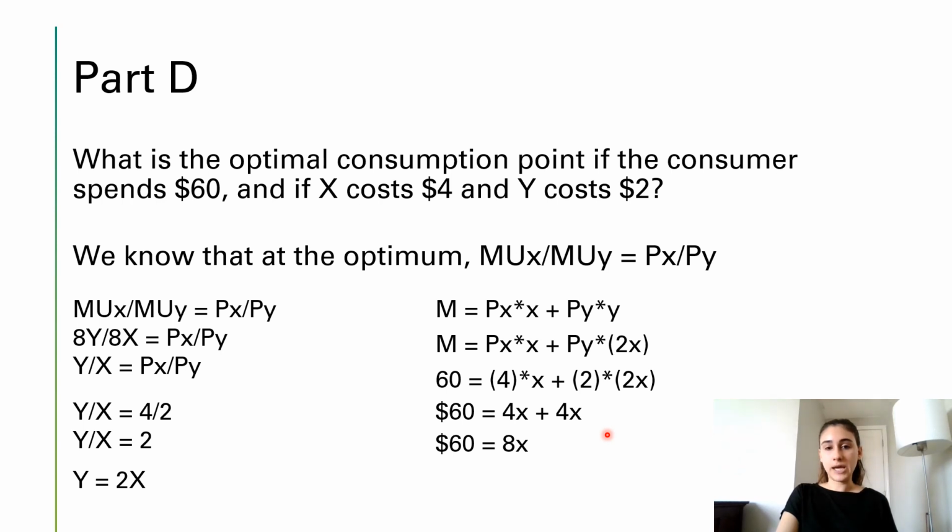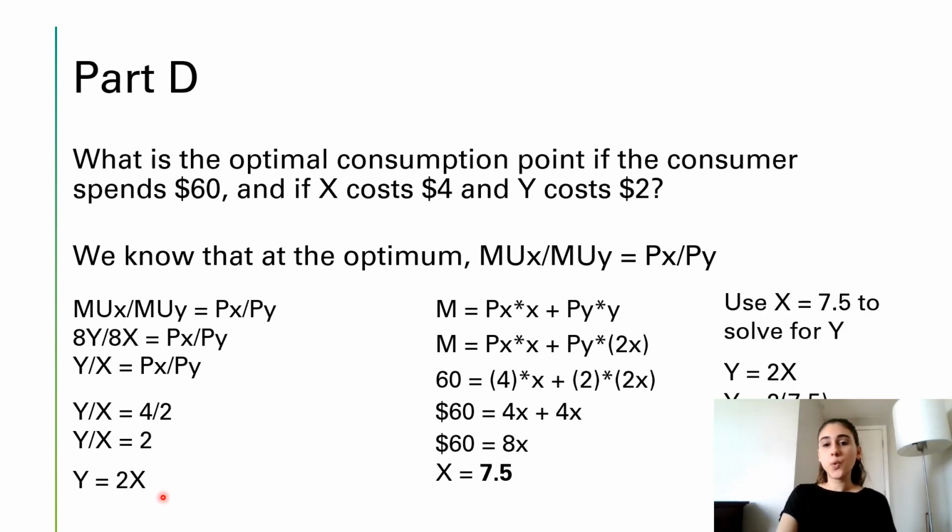60 equals 8X. Solving for X, we get X to be 7.5. The optimal consumption of X for the consumer in this instance is 7.5 units. Given this, we can now solve for Y by plugging 7.5 into X in this position. When we do so, we get Y is equal to 15. So therefore, the optimal consumption for this individual is 7.5 units of X and 15 units of Y.